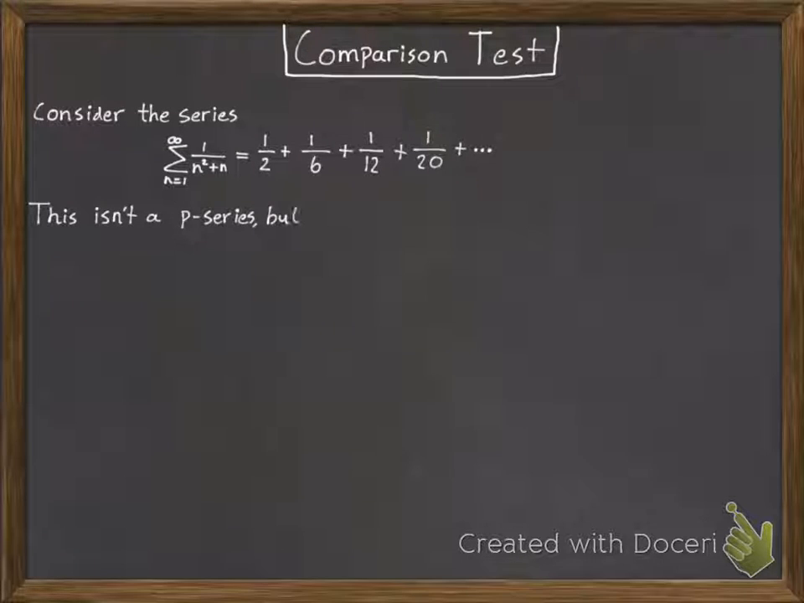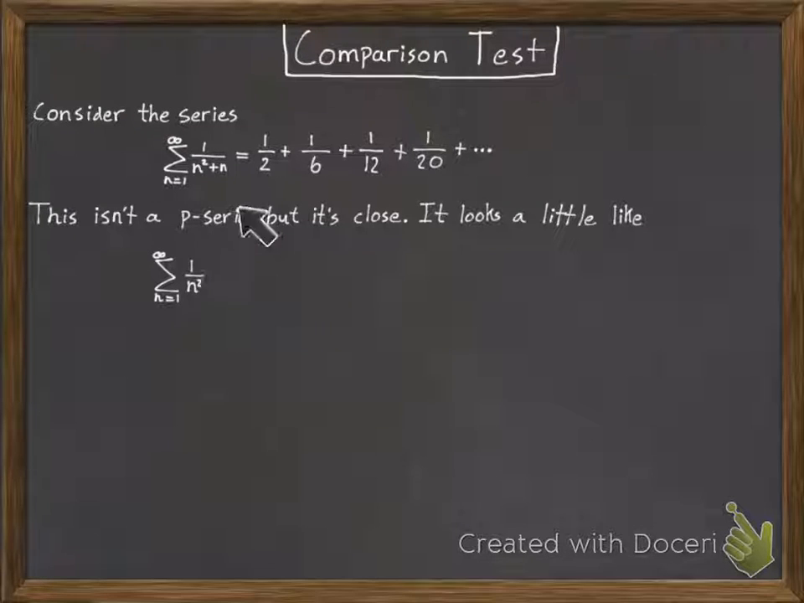Now, this isn't a p-series, but it's close. It's 1 over n squared plus n. That looks a lot like 1 over n squared. So it's pretty similar to this series right here. Same thing that I did up here, I wrote out the first few terms. I'm going to write out the first few terms for this 1 over n squared series as well. So I'm going to get 1 plus a 4th plus a 9th plus a 16th.